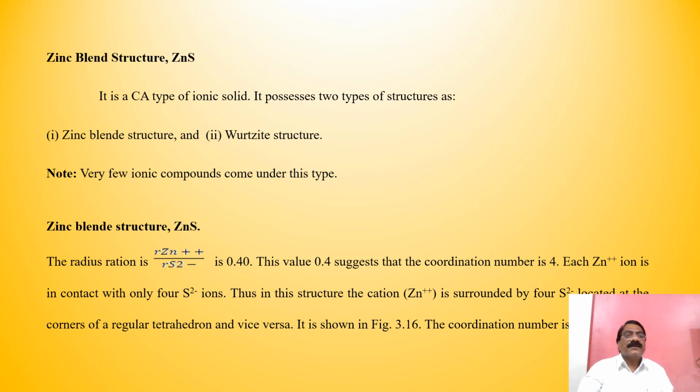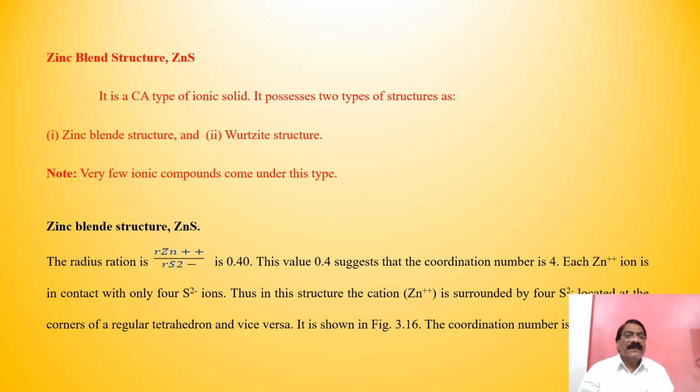Zinc blende structure, ZnS. It is an AB type of ionic solid. It possesses two types of structures, first zinc blende structure and second Wurtzite structure. Very few ionic compounds come under this type, which can show the two types of structure.